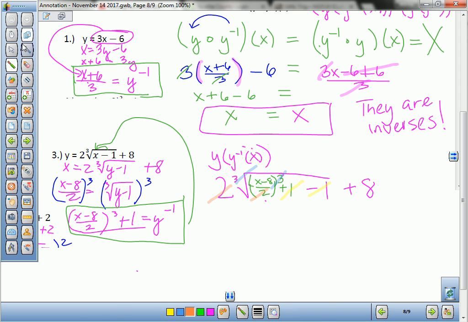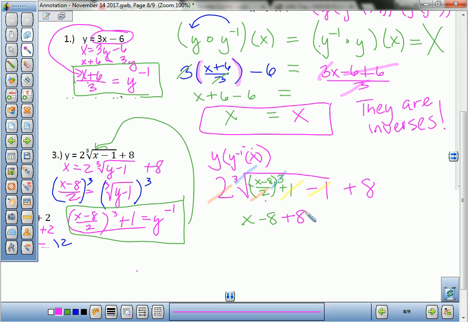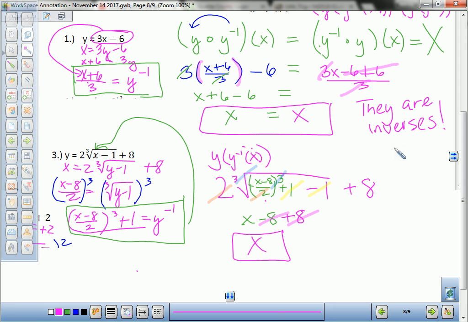Okay. Now we'll go back to x minus 8 is what's left. Plus 8, and then plus 8 at the end. And now what happens? Cancel, cancel. Back to the big X, and we're left with X. Love it.